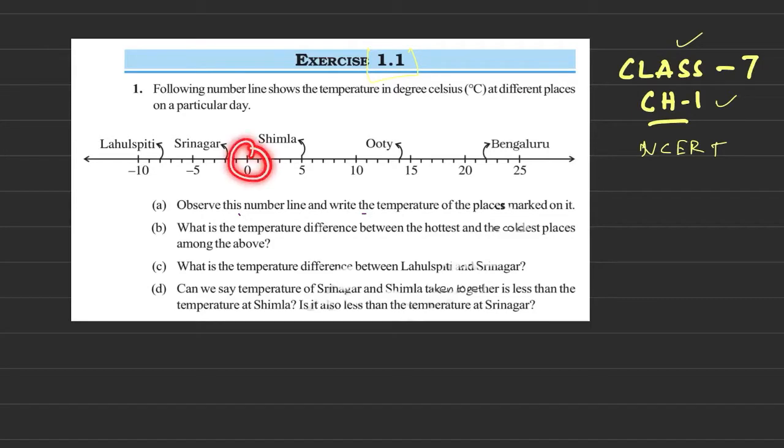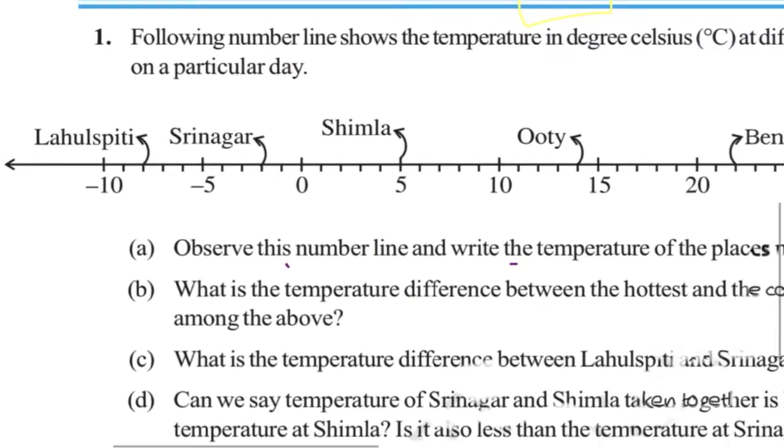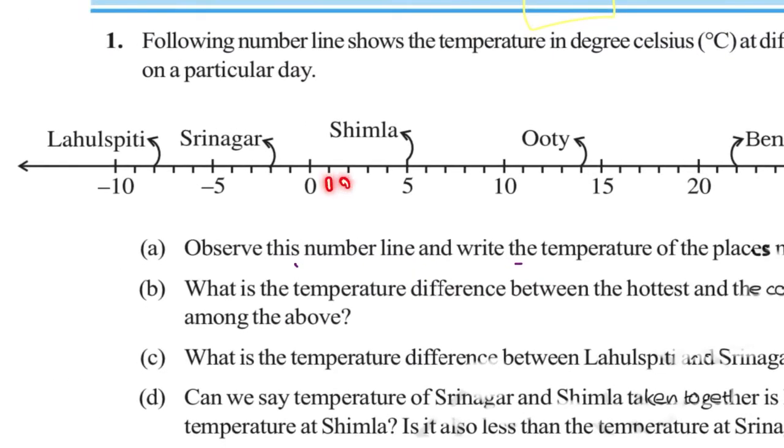This is 0 degree, and you know the right side of 0 is positive and the left side is negative. This is 0, and look at this carefully: this is 1, this is 2, this is 3, this is 4. 1 means 1 degree Celsius, 2 degrees Celsius, 3 degrees Celsius, 4 degrees Celsius and 5 degrees Celsius. And the temperature of Shimla on that particular day is 5 degrees Celsius.